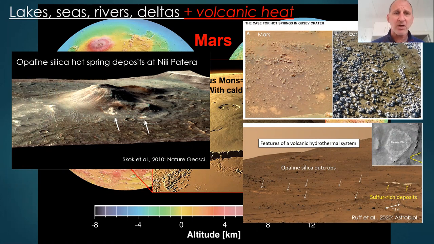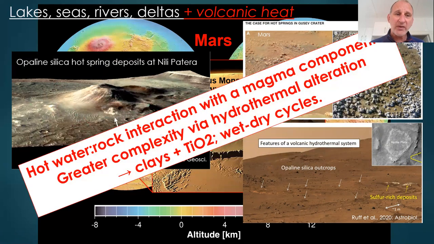We know on early Mars, there are hot spring deposits, as known from Nili Patera, for example. These bright white areas are opaline silica, and same at Columbia Hills, where Squyres and others, Steve Ruff, have shown that there are opaline silica deposits with all the hallmarks of hydrothermal systems. And so with that hot water-rock interaction with a magmatic component, you generate a lot of complexity through that hydrothermal alteration. Develop clays, titanium dioxide, and other concentrated elements, and you can have the wet-dry cycles that are interesting for polymerization.